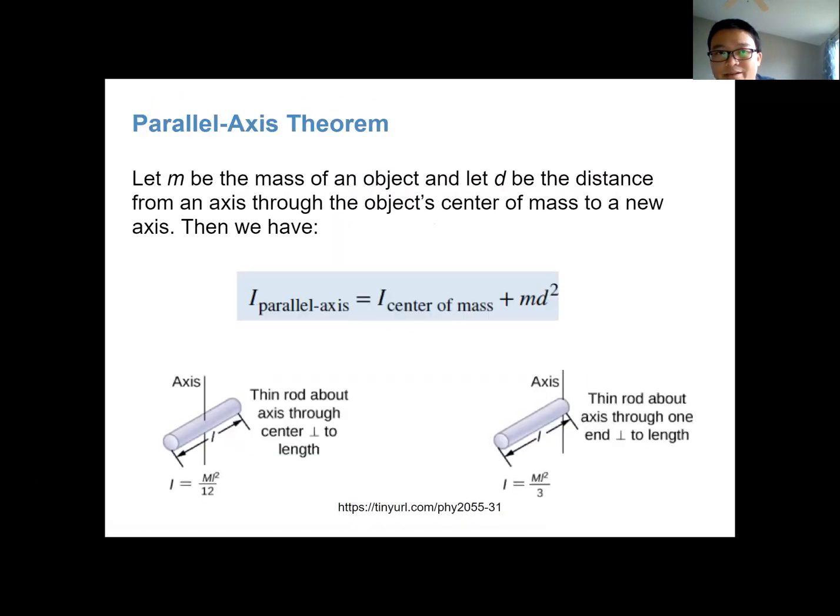You can also use the parallel axis theorem. If the moment of inertia at the center of mass is known, then for another axis of rotation parallel to the original axis going through the center of mass, the moment of inertia is equal to the moment of inertia at the center of mass plus md squared, where m is the total mass and d is the distance between these two axes of rotation. That's the parallel axis theorem. We took a look at several examples last time on how to do that.